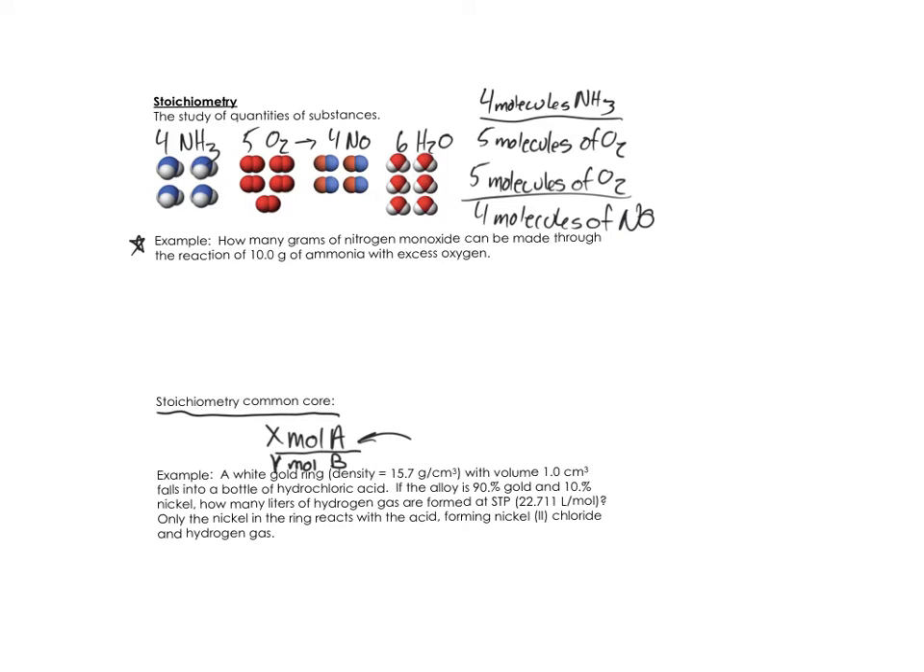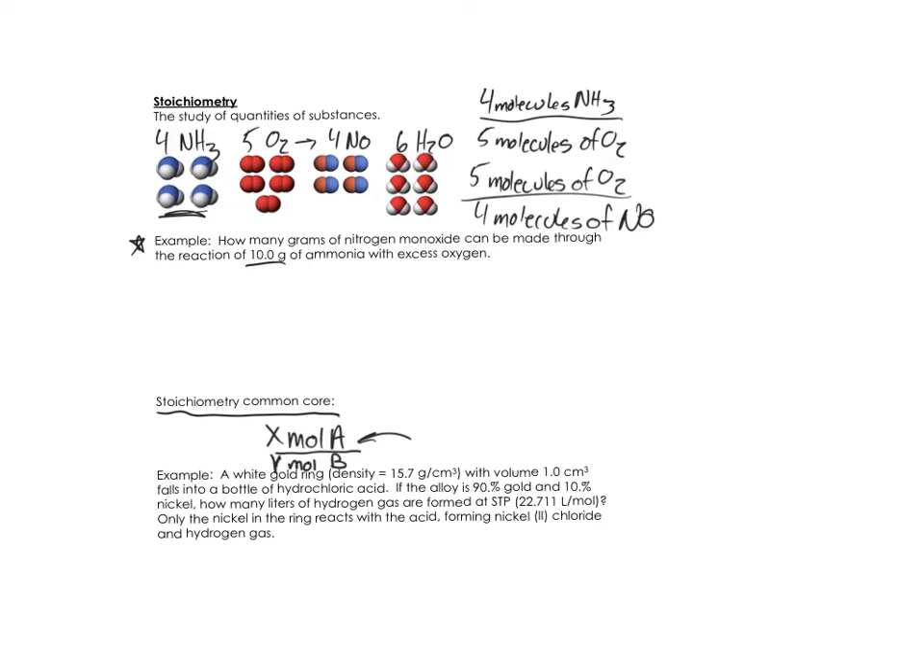How many grams of nitrogen monoxide can be made through the reaction of 10 grams of ammonia with excess oxygen? So this is my limiting reagent. It's the guy that's going to get used up first. So I'm in grams. In order to use a complete balanced equation, I need to get into moles. Many times this is going to be with molar mass.